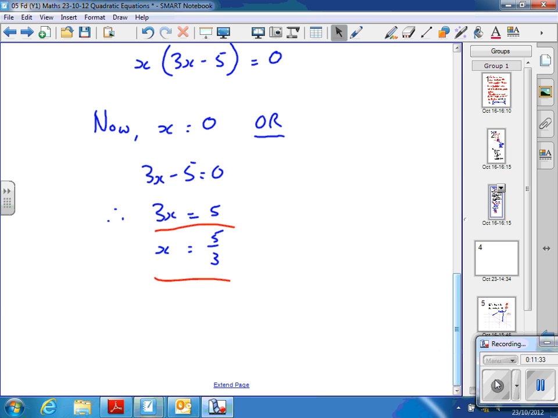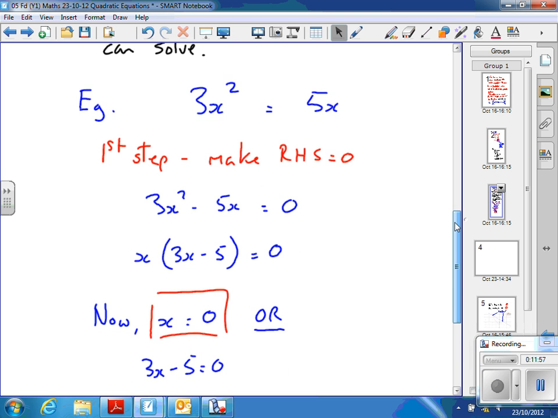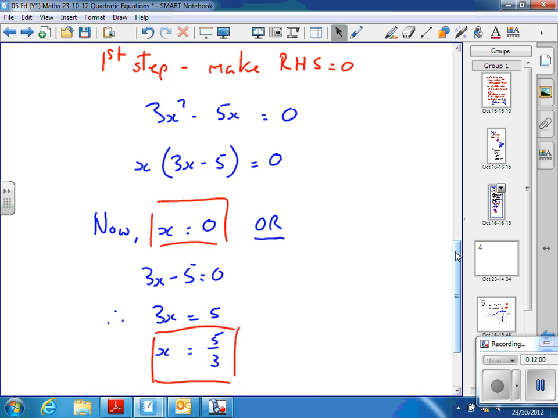So we've got two solutions. Either x equals 5 over 3 or x equals 0. Two solutions to the quadratic equation. I can check this by putting x equal to 5 over 3 back into the original equation and show that it comes to 0 when I put it in. If you wanted to check that it works, you would do that. So those are my two solutions to that quadratic equation.